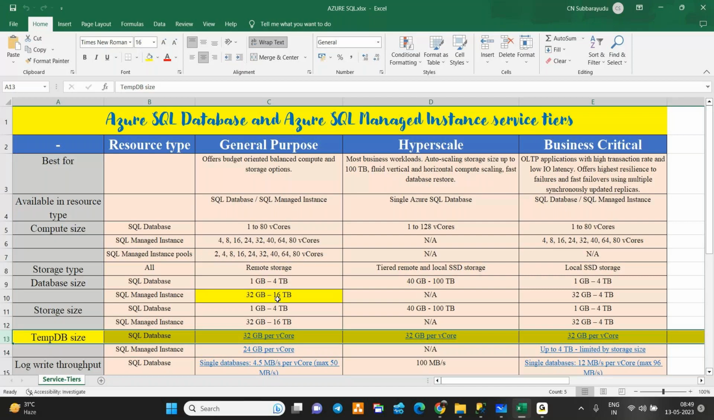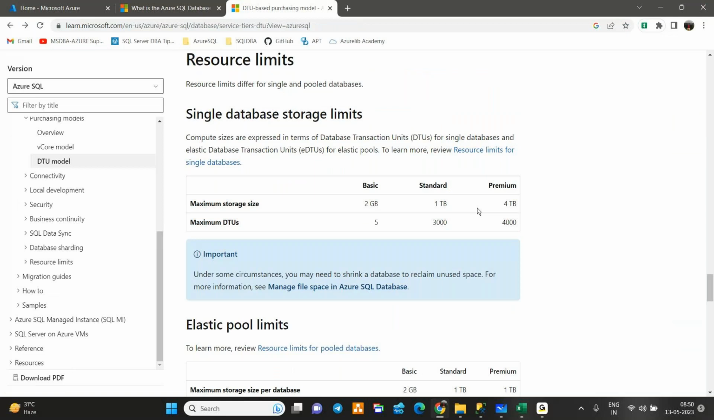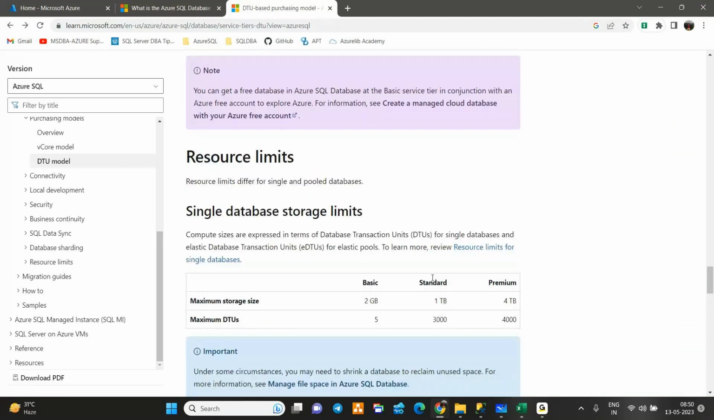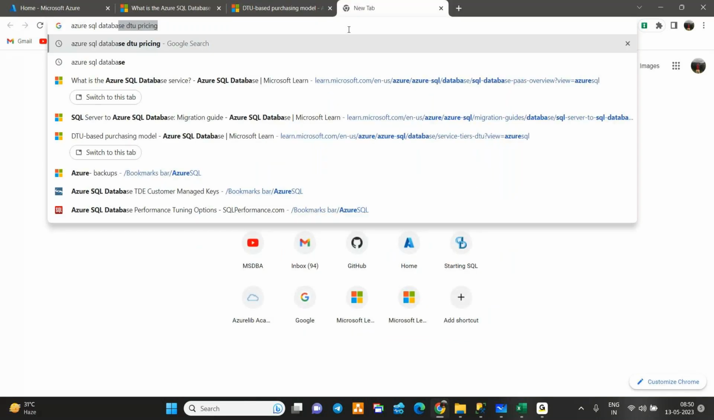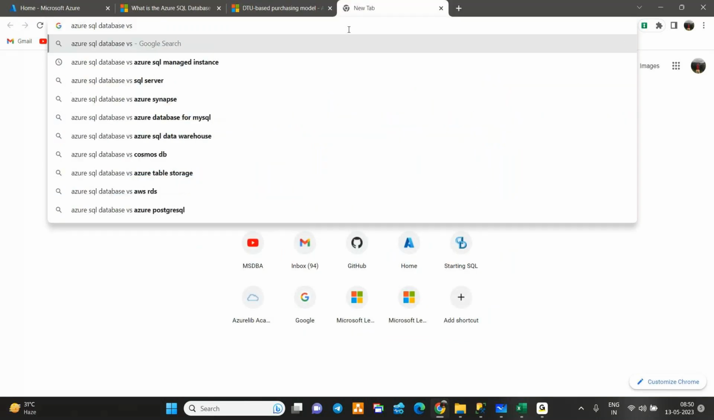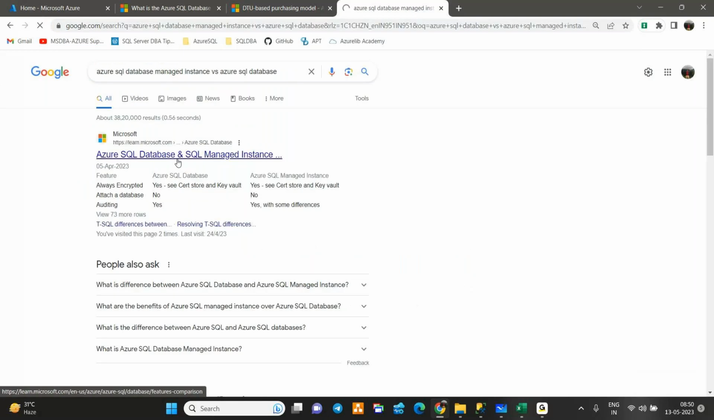Okay, here you will see resource limitations. When you go for Basic, Standard, or Premium, you will see resource limitations. Also, you will see a difference between features. If you go for Azure SQL Database versus MI, you should see the features.